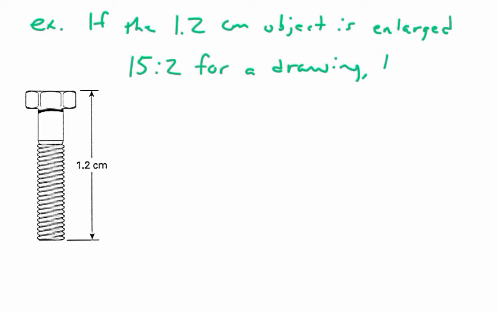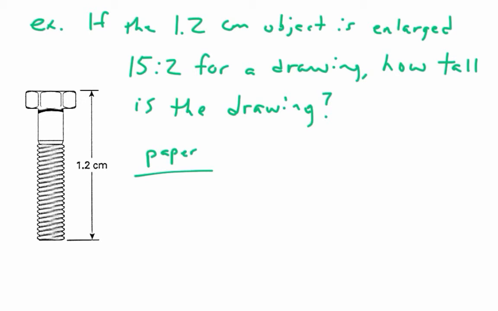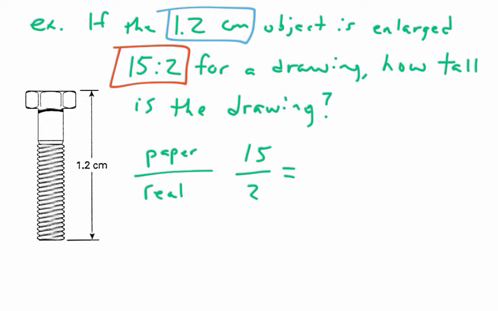How large is the drawing? How tall is the drawing? Sometimes I think it's helpful to label it, since we don't have different units. We could say I'm going to take how large it's going to be on paper, over what it is in real life. The reason I put paper in the numerator is that we said the scale is 15 to 2. So 15 over 2 equals, now we just need to figure out this 1.2 centimeters. Where does that go? Well, that's this bolt's height in real life. It's about a half inch. So that has to go in the denominator.